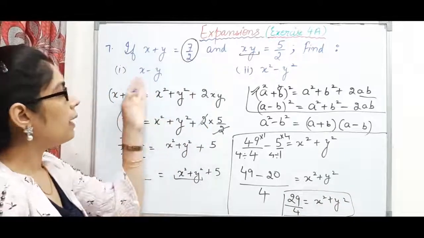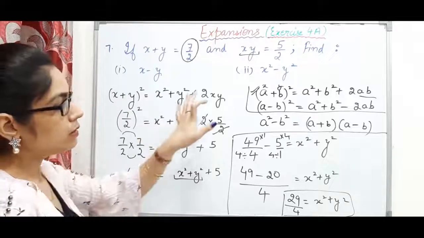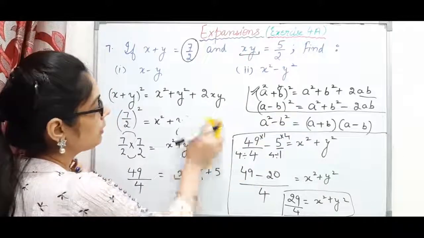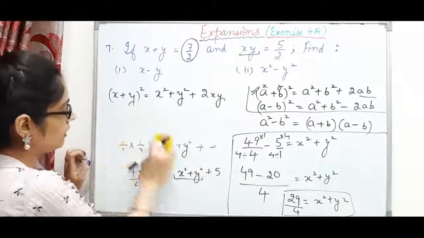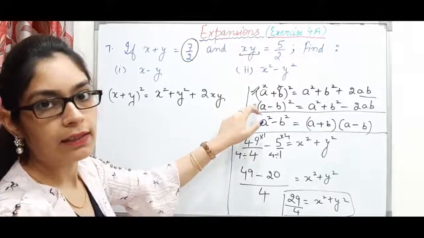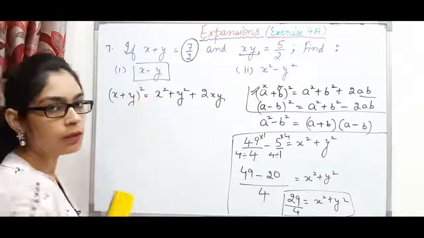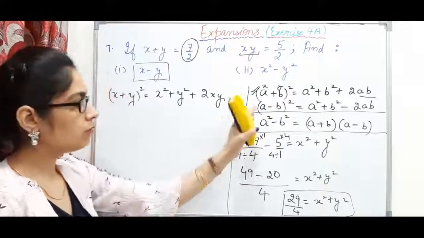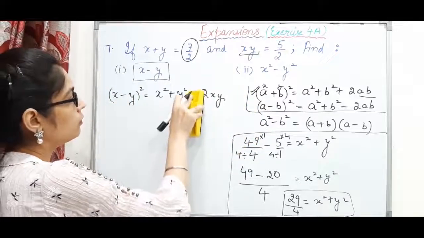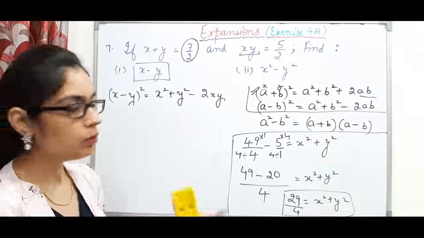Now in the first part we have to find the value of x minus y. X minus y means a minus b, so this identity we have to use here. This solved value of x square plus y square we will use in this identity, a minus b whole square, because the required thing is x minus y. So we have to use this identity, which is x square plus y square minus 2xy.